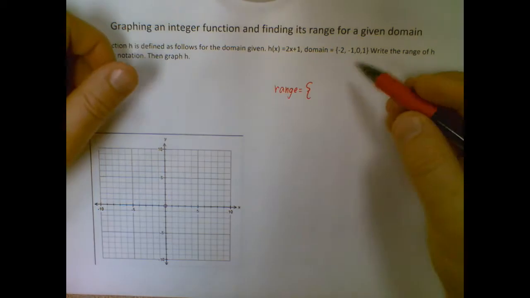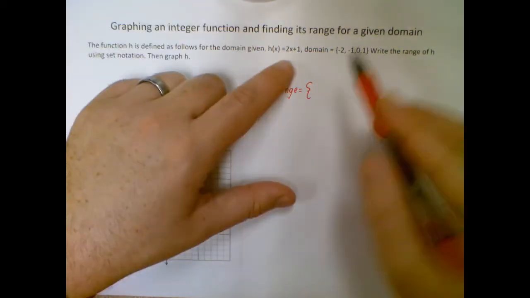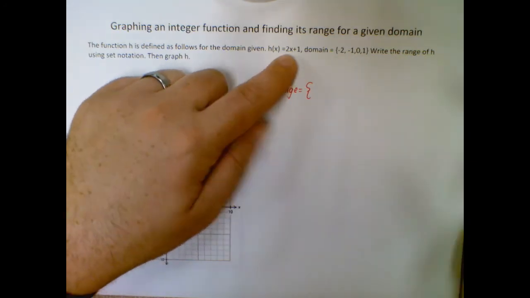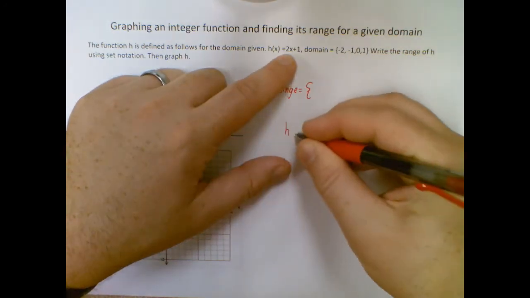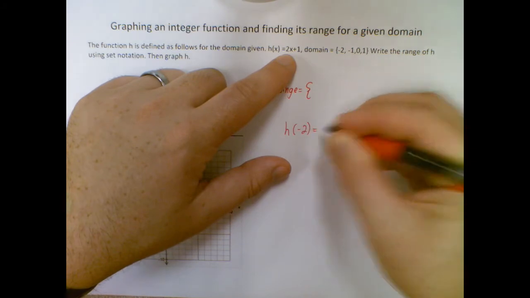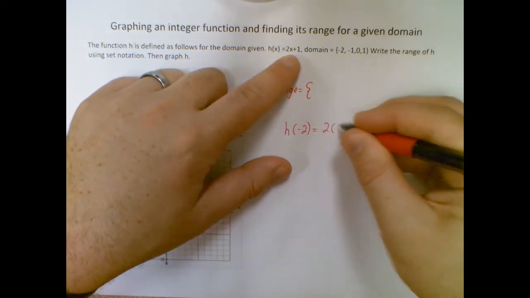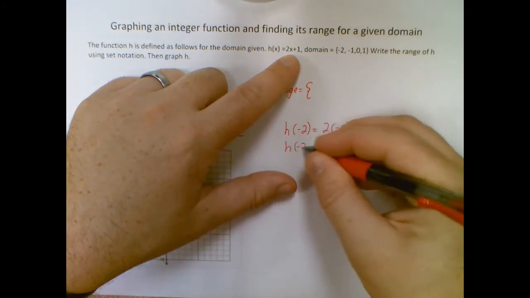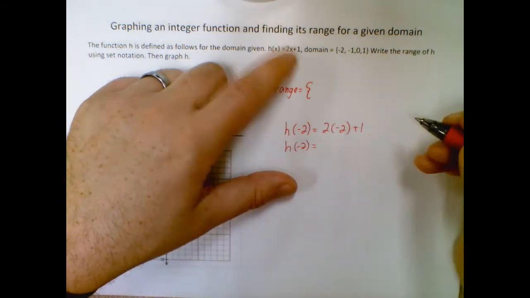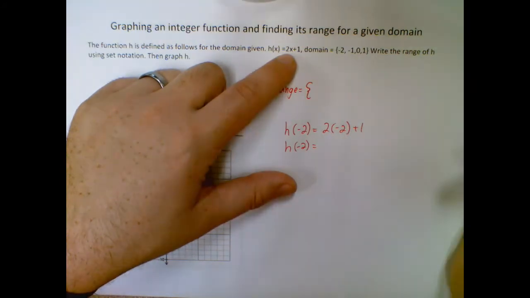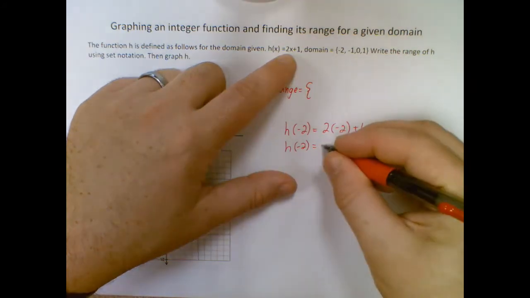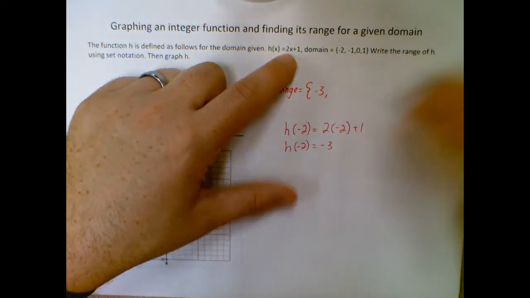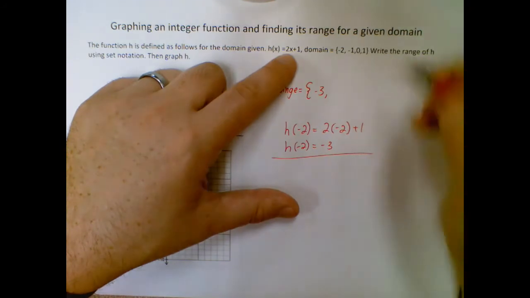All right, so how do I get my range numbers? I do that by replacing one at a time each of my domain numbers in for x. So if I'm trying to find h of -2, I'm going to replace x with -2 and then simplify down. Every number that comes out will end up being in my range. So 2 times -2 is -4 plus 1 is -3. So that'll be my first number I list in my range. I'll do the same thing for the other numbers.